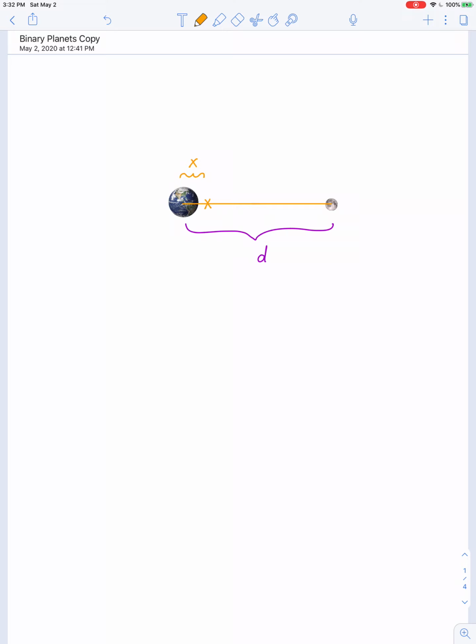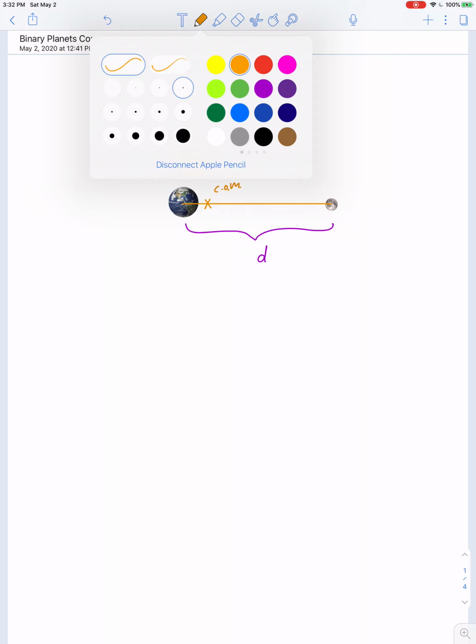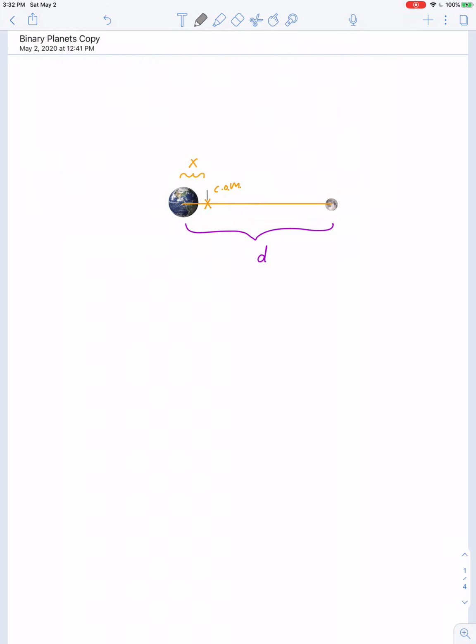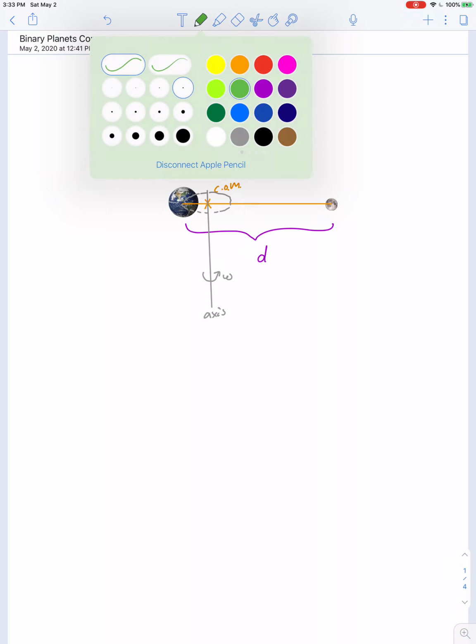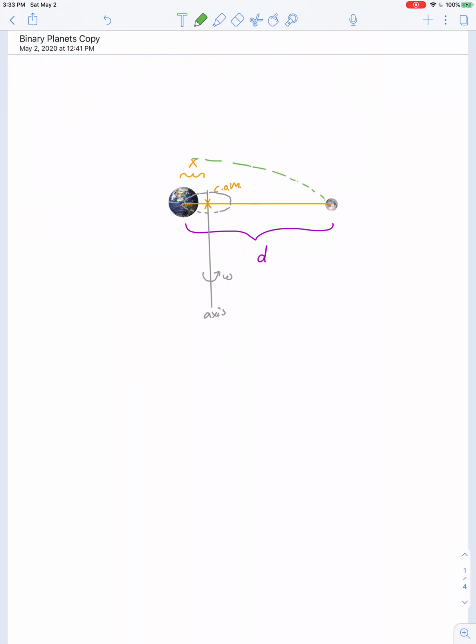So both the Moon and the Earth are simultaneously orbiting about the center of mass. You can picture it as if there's some axis of rotation represented by this gray line, and if you were to take the system and spin it about that axis, then the Earth is orbiting in a smaller circular path, and the Moon is orbiting in a larger circular path. And so they orbit the common center of mass of the system.